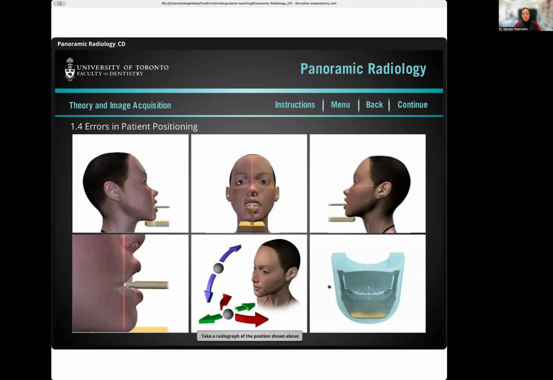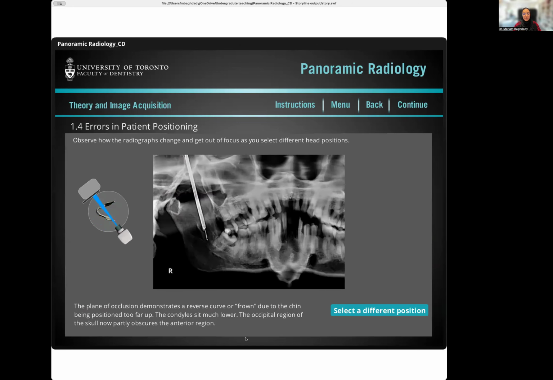Up. So what happened? What you have here is the chin is upwards. The palate has now gone down. You have a reverse smile line. So instead of it being a nice, gentle smile, it's going to look more like a frown. And the palate is now superimposed on the teeth themselves. So let's take a look at the radiograph that's going to result from this.